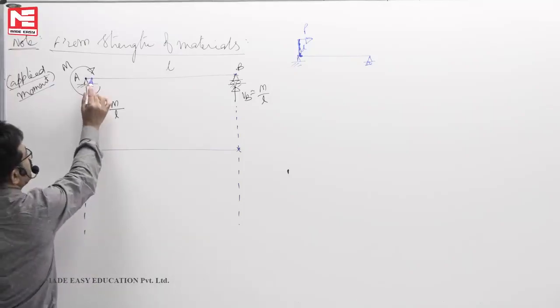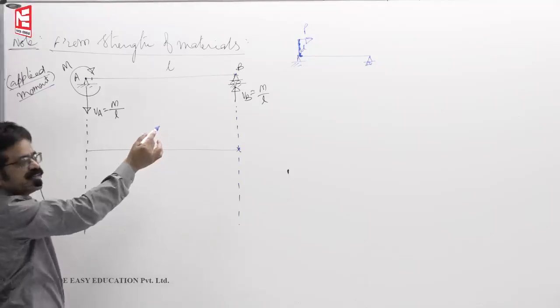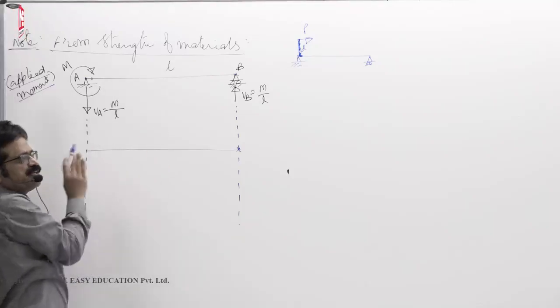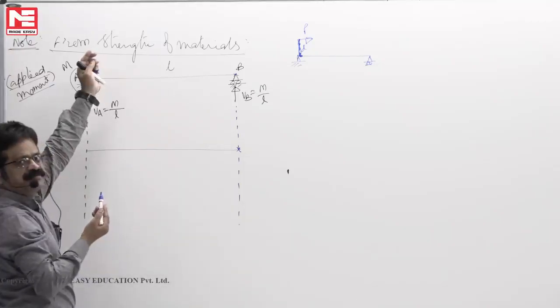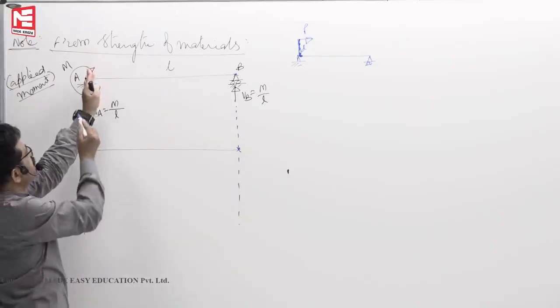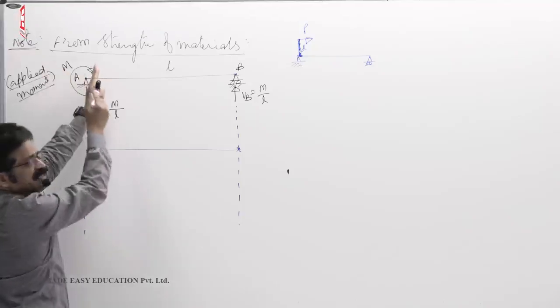So you have to stand just to the right-hand side of A. Now you have a choice of left or right. If you look at the right side, M by L into L gives M. If you don't want to look at the right side, you can look at the left side. Stand here, look left, again M.